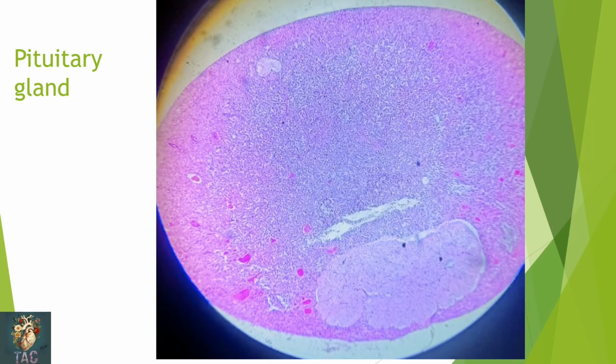Next is the slide of the pituitary gland. This is the whole panoramic view of the pituitary gland. Here you can see this is the pars nervosa. This area is pars intermedia, and this whole is pars distalis. So this is the slide from your lab.